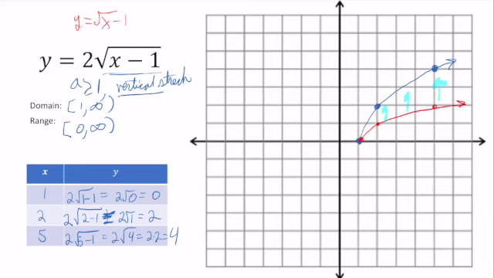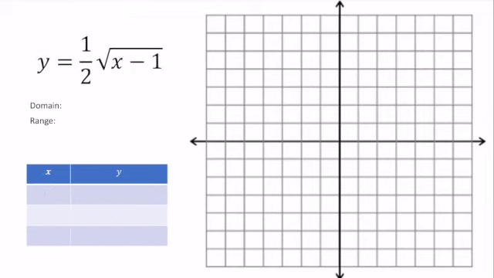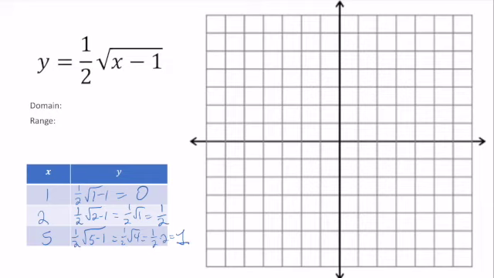Now, there's another thing we have, not vertical stretch, but if something's not being stretched, it's being shrunk. So let's take a look at y equals 1/2 square root of x minus 1. I know my x values are going to be 1, 2, and 5 from the previous couple of slides. So I have 1/2 square root of 1 minus 1, so 1/2 square root of 0, so 0. 1/2 square root of 2 minus 1, so 1/2 the square root of 1, 1/2. Then I have 1/2 the square root of 5 minus 1, which is 1/2 the square root of 4, so 1/2 times 2, which is 1.